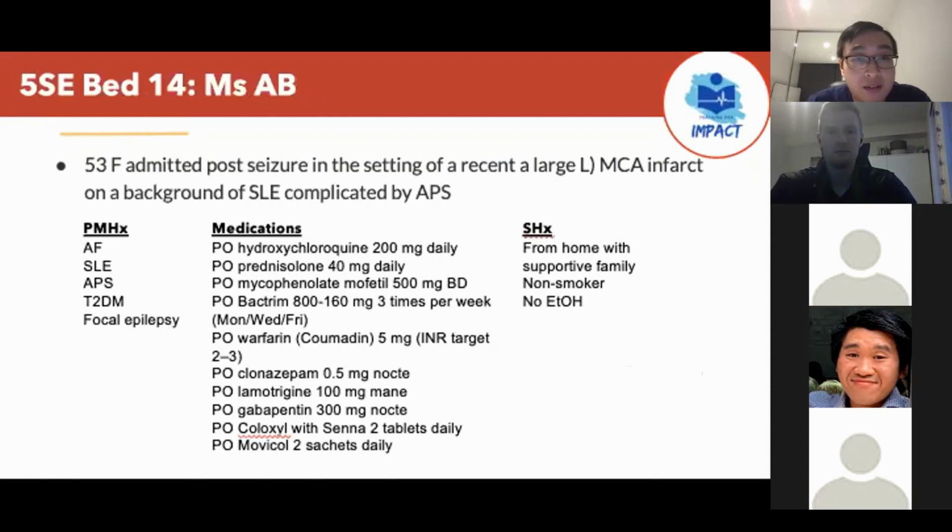All right, so without further ado, let's get cracking with our ward round. So the first patient on the list is a 53-year-old female admitted post a generalized tonic-clonic seizure in the setting of a recent large left MCA stroke on the background of SLE complicated by APS.